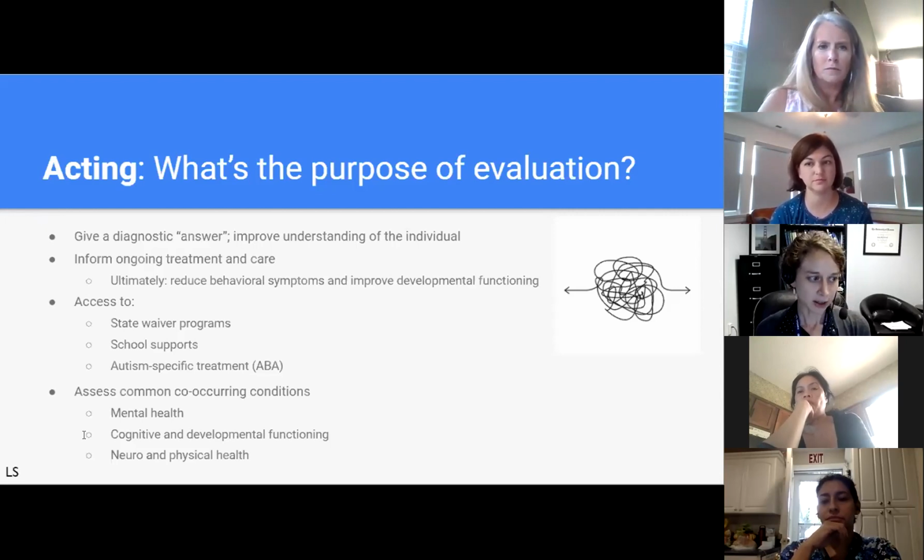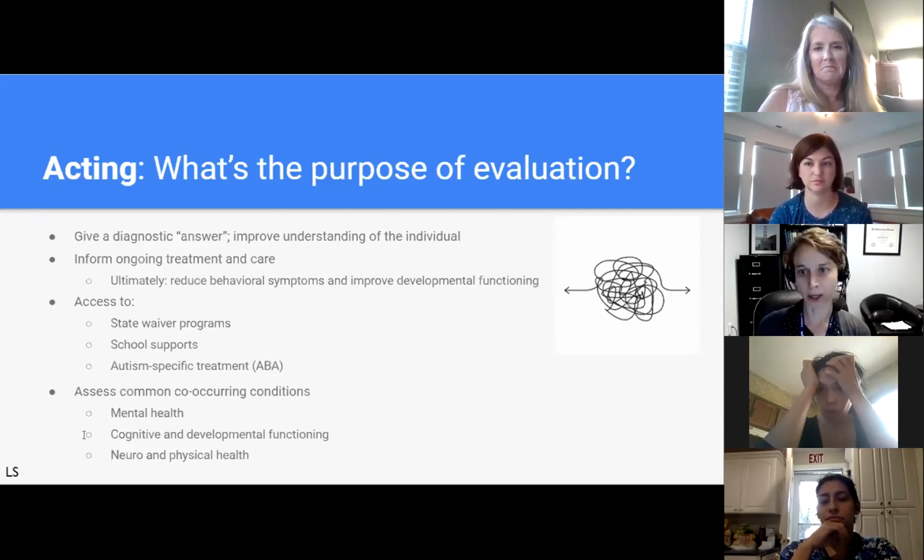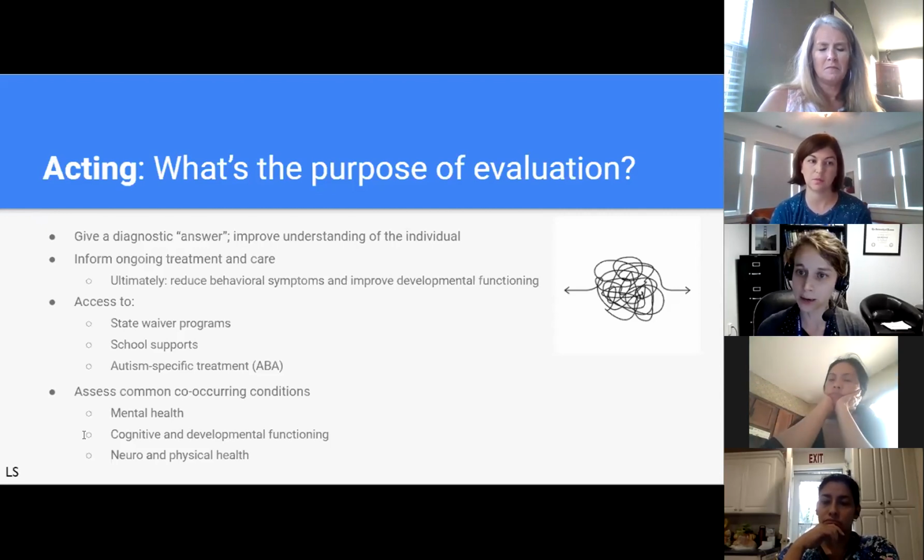The other reason why it's important to provide an autism evaluation is that sometimes there are specific programs that someone might need to be able to access. And unfortunately, those doors may not be open unless a specific diagnosis has been confirmed by a medical provider. So for example, there are some specific waiver programs through the state, like the Autism Waiver Program for children under the age of 6, that may only be available if someone has a formal diagnosis of autism, right?